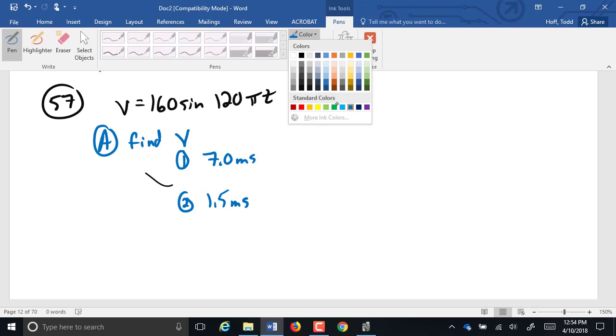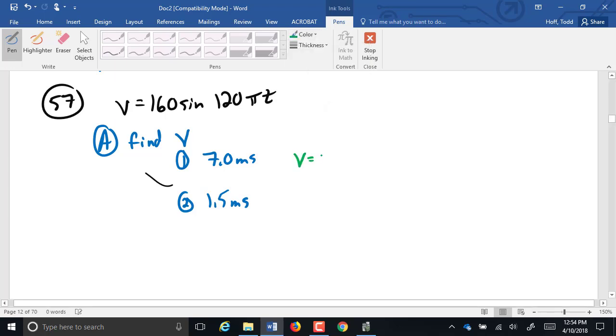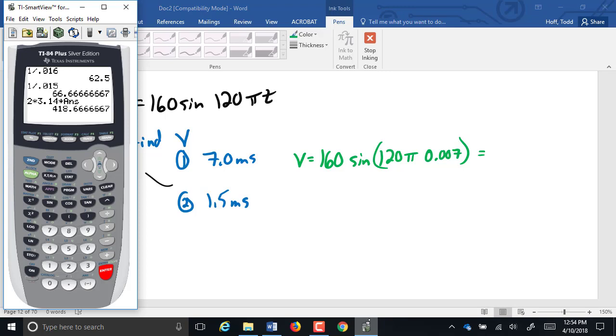So for 7.0 milliseconds, that voltage will be 160 times the sine of 120 times pi times 0.007. I'm going to make sure my calculator is in radian mode. So 160 times the sine, 120 times pi times 0.007. It's 77.08 volts.